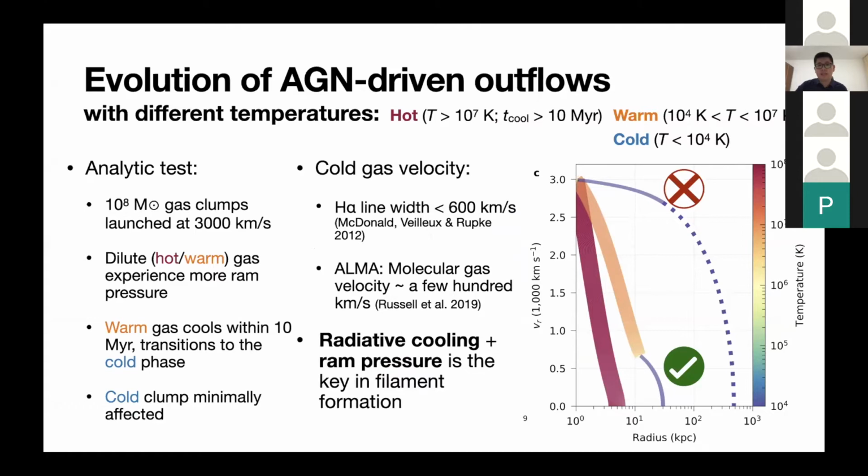For example, the H-alpha line widths are usually less than 600 kilometers per second. And also from ALMA, we know that the molecular gas velocity is usually just a few hundred kilometers per second. So both of these tell us that the lower branch, where cold gas forms from the warm outflows, is more plausible. So we think the rate of cooling of the warm outflows and the ram pressure from the intra-cluster medium is the key in forming these filaments.